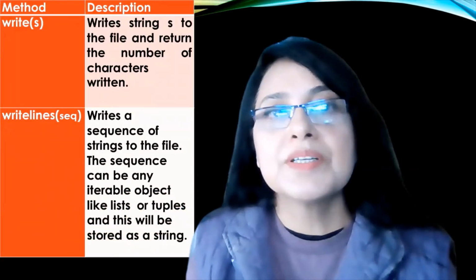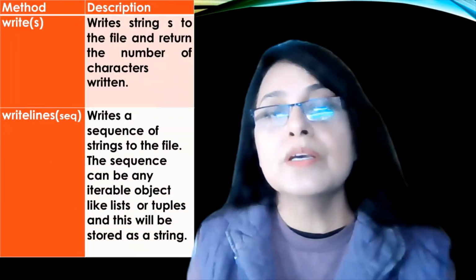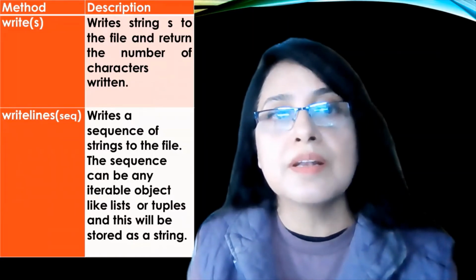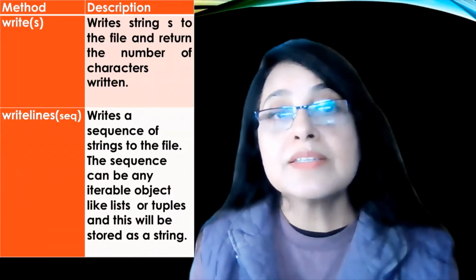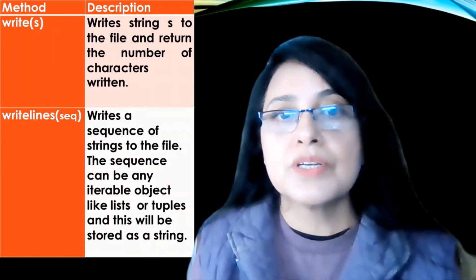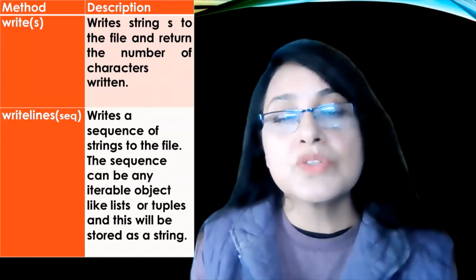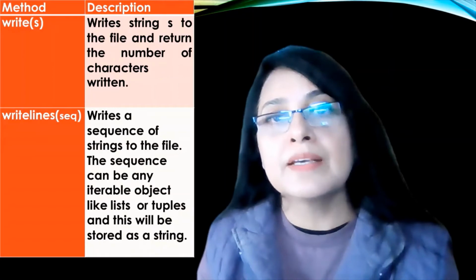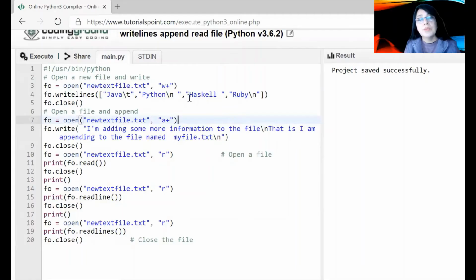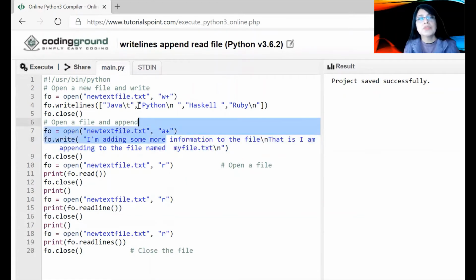The write method is used to write a string to a file, and it returns the number of characters written. Writelines writes a sequence of strings to the file, and the sequence could be an iterable object like a list or a tuple. We now look at the usage of writelines, in which case we need to pass an iterable object. Here we are going to pass a list. And we also use write, in which we are going to give a simple string, and we are going to append this to the file.